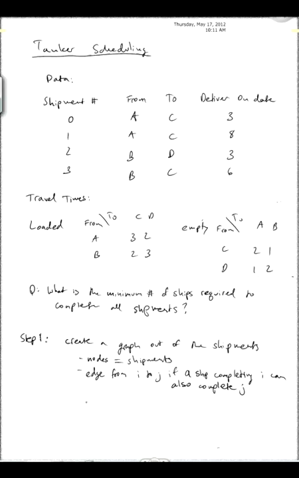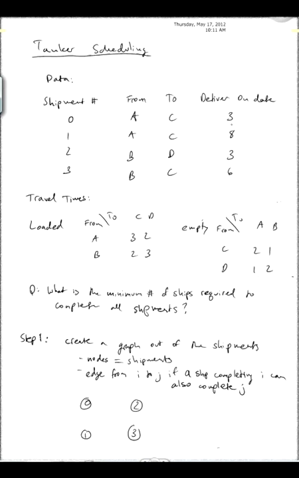So let's see how this graph looks. So here we have the different shipments as nodes, 0, 1, 2, and 3. And we're going to put an edge from I to J if a ship completing I can also complete J. So let's see if we're going to put an edge from 0 to 1. So can a ship that completes shipment 0 also complete shipment 1? Well, let's see if that's the case.